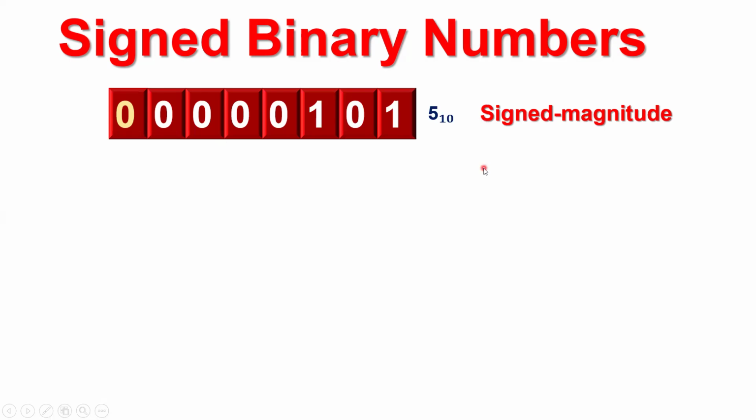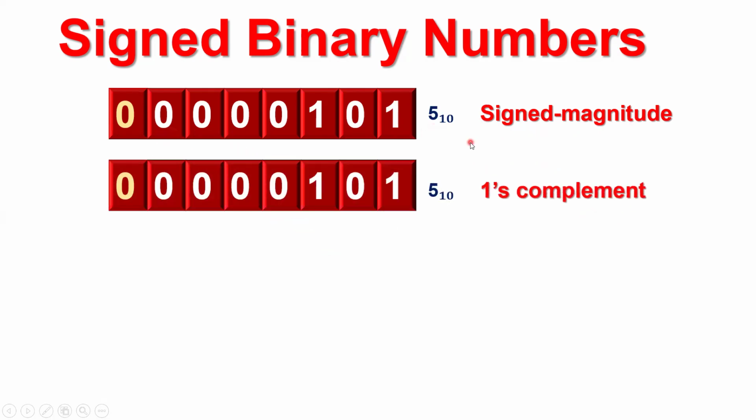And if it is a negative 5 in decimal using sign magnitude form, we will see how that can be represented. Another form is the ones complement form to represent a signed binary integer. So again, if you want to represent a decimal 5 in the ones complement form, it is similar to what you can see here.